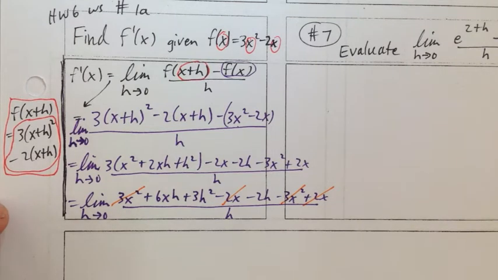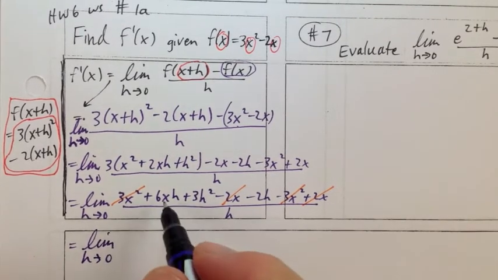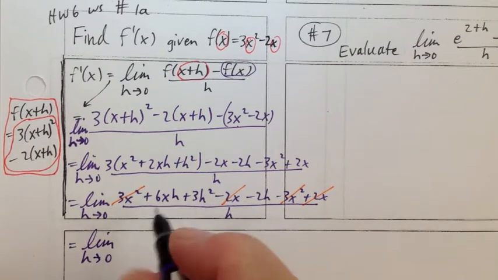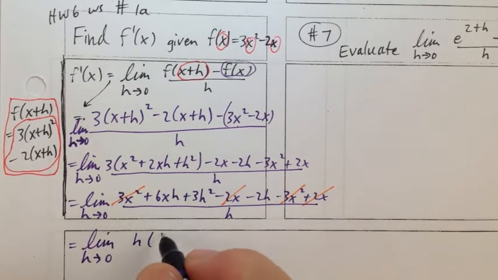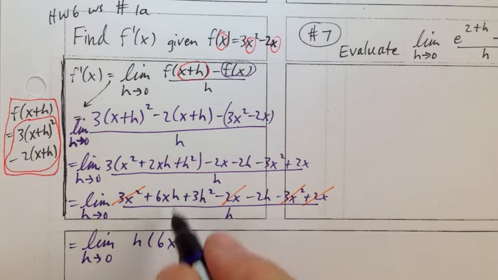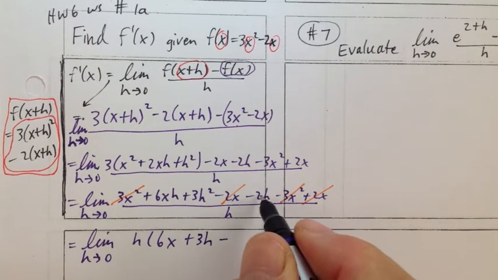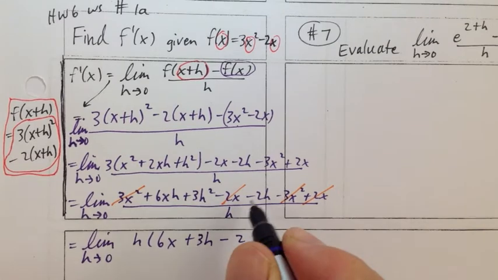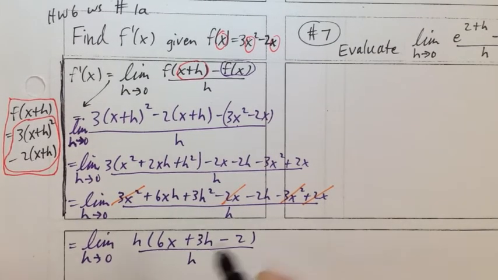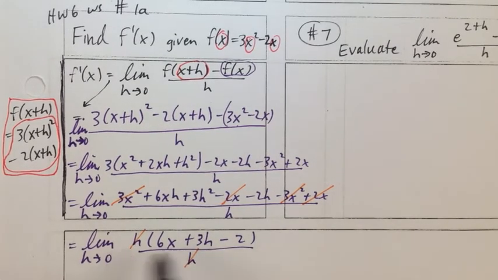And then we get, if we can do this all at the same time, I'm going to factor out an h from all the terms that are left over, so I get to cancel that h in the denominator. And then when I factor out an h from this 6xh, I get 6x. Factoring out an h from the next term, it leaves me with 3h. And then finally, minus 2 after taking the h out of that term. Canceling with that h in the denominator leaves us with this expression.